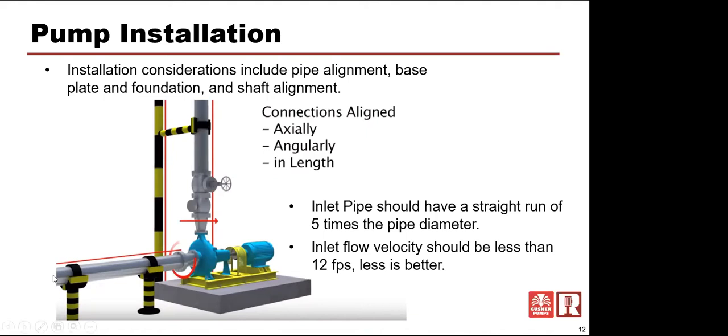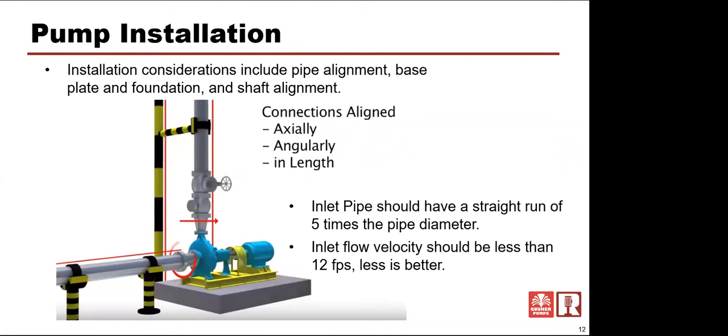You also want to size your pipe on the inlet side, generally under 12 feet per second. I've seen cases where you keep a flow rate higher than that. A lot of people say they like to have it under 8 or 9 feet per second. Depending on the application, you may want to alter that some. Inlet piping should have a straight run of about 5 times the diameter of that pipe, to be able to get good, even, smooth flow into this pump.